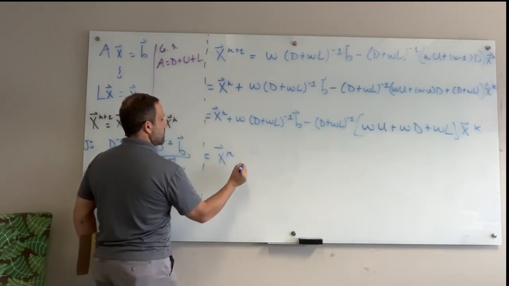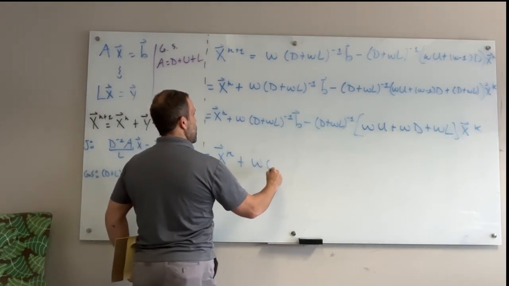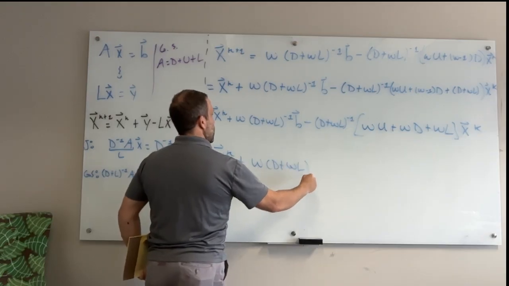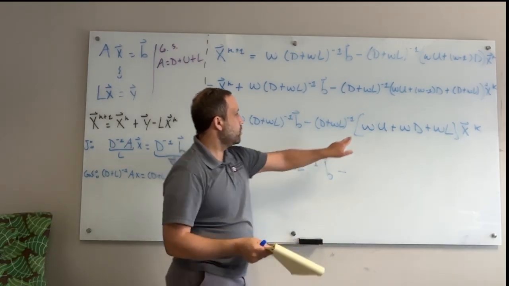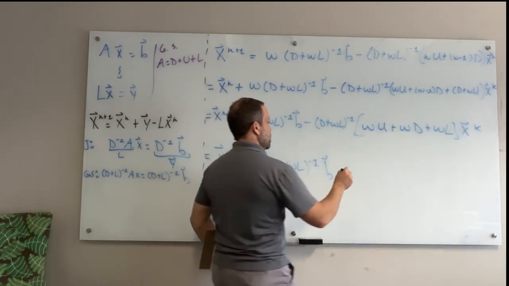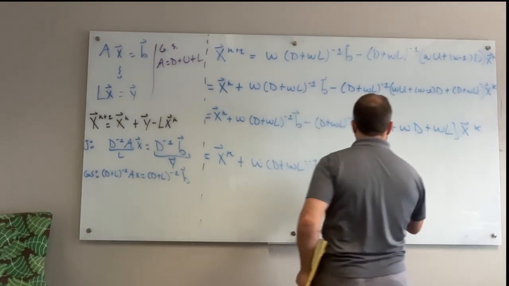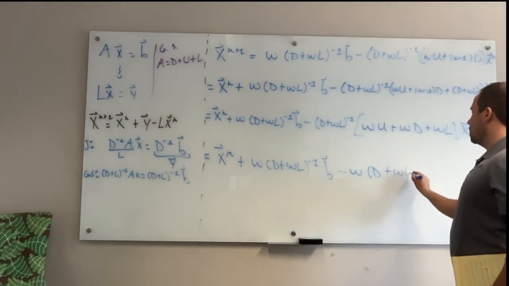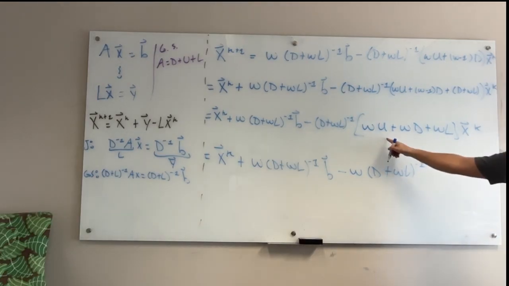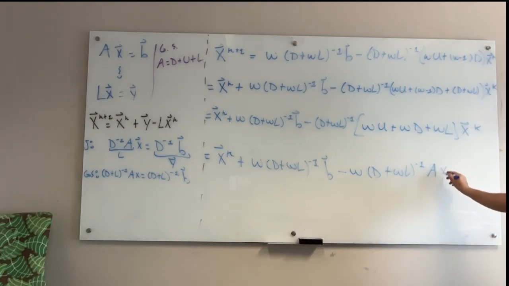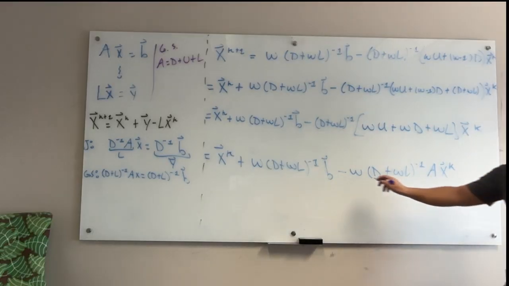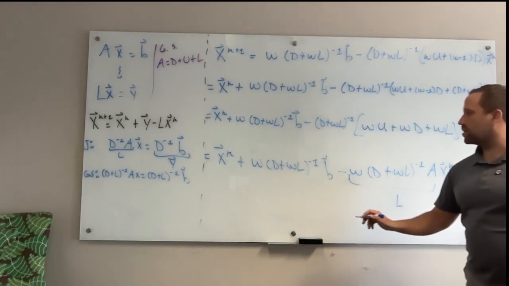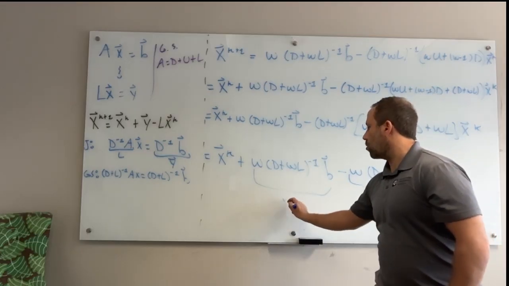And so now we can write this as x^k plus omega (D plus omega L) inverse times b, and then minus, notice there's an omega here that I can factor out. We get omega times (D plus omega L) inverse, and then we're just left with U plus D plus L, which is A, multiplied by x^k. So again, we see that we have put it in that framework, where this is our L matrix, and this is our y vector.